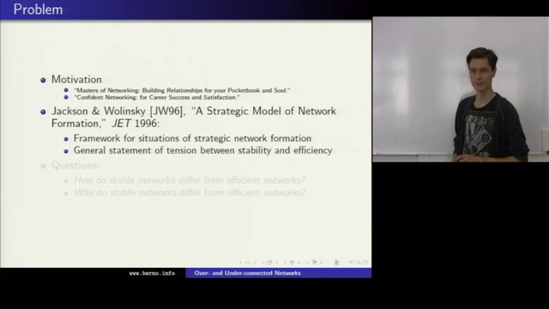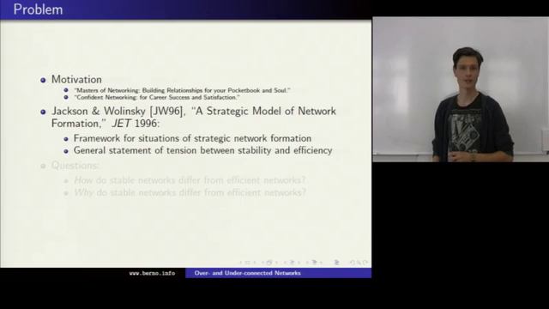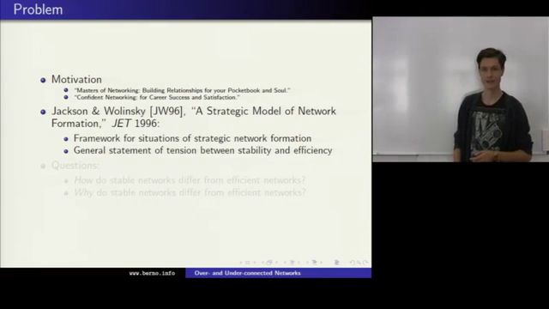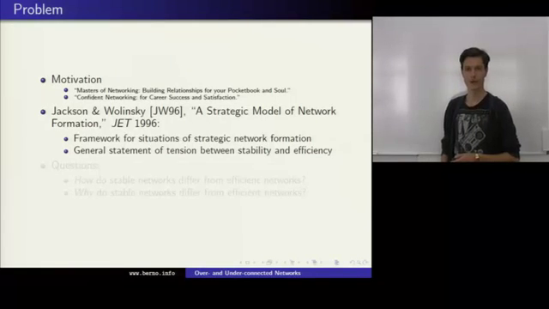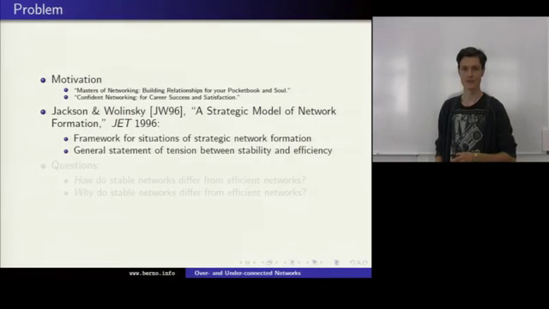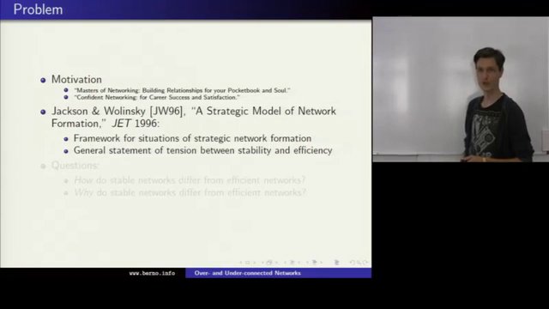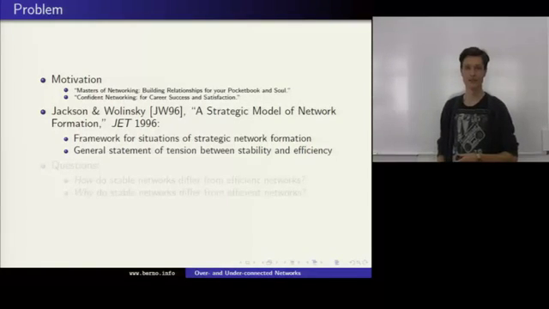Jackson and Wolinsky. In particular, they outline a framework of how to study these situations where people are calculative in building social relationships. One of their main insights is that what emerges among optimizing agents is not necessarily what should emerge in the sense of maximizing a certain kind of welfare function, or, as they call it, there is an inherent tension between stability, the networks that emerge, and efficiency, the networks which should emerge.